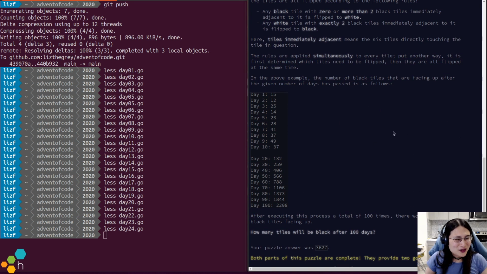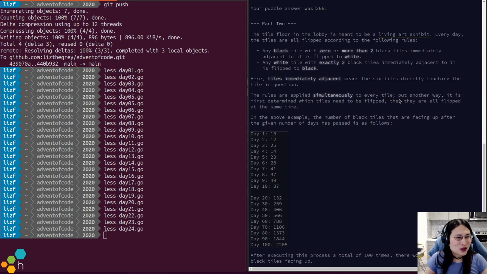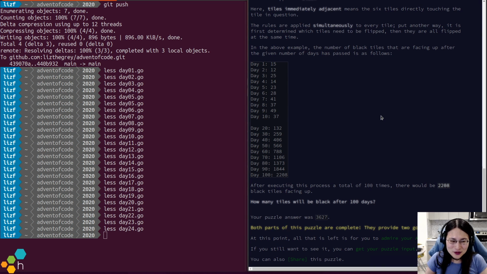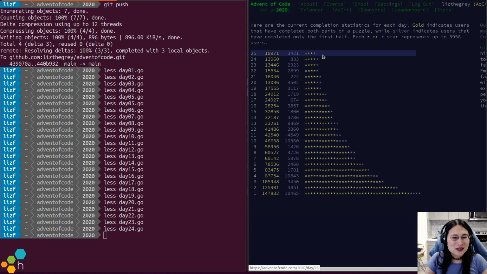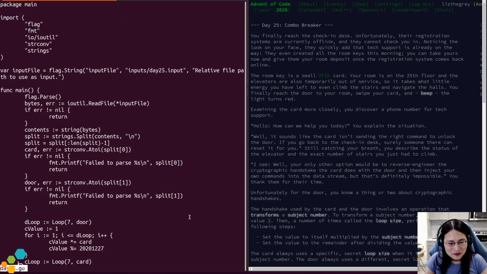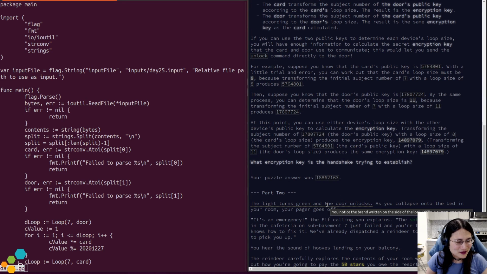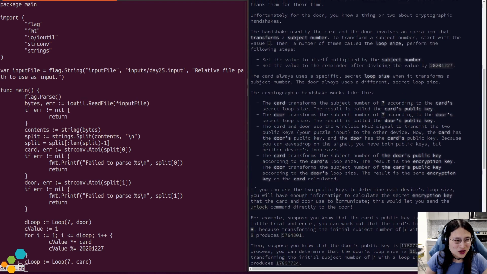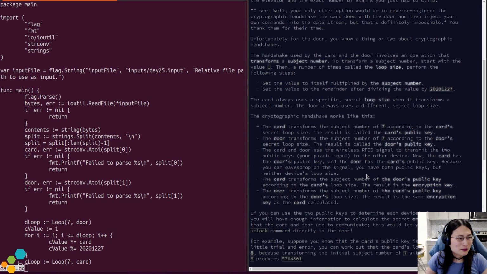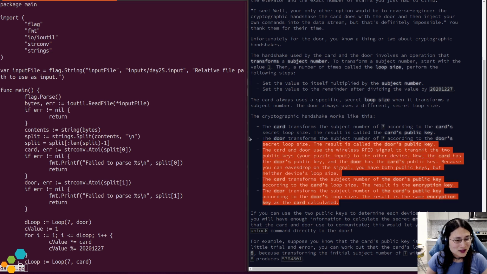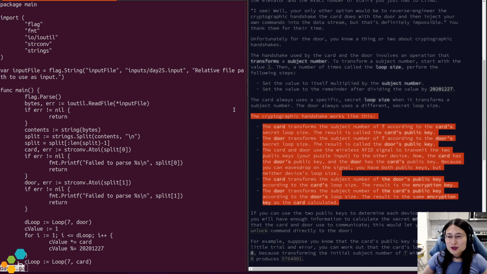And then after that, you're called upon to do Conway's Law on a hex grid. Then finally, day number 25 was a Diffie-Hellman exchange. It required some knowledge of modular arithmetic, which you should have known from before. But I found this prose to be absolutely impenetrable. I was 99% sure it was Diffie-Hellman, but I wasn't 100% sure.